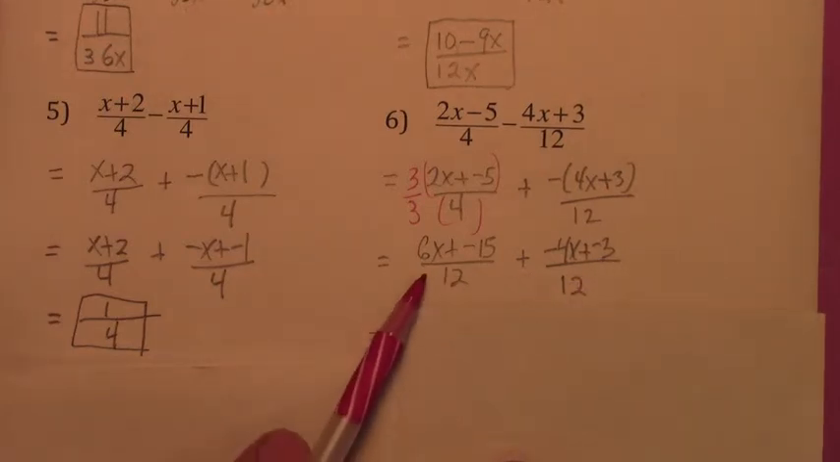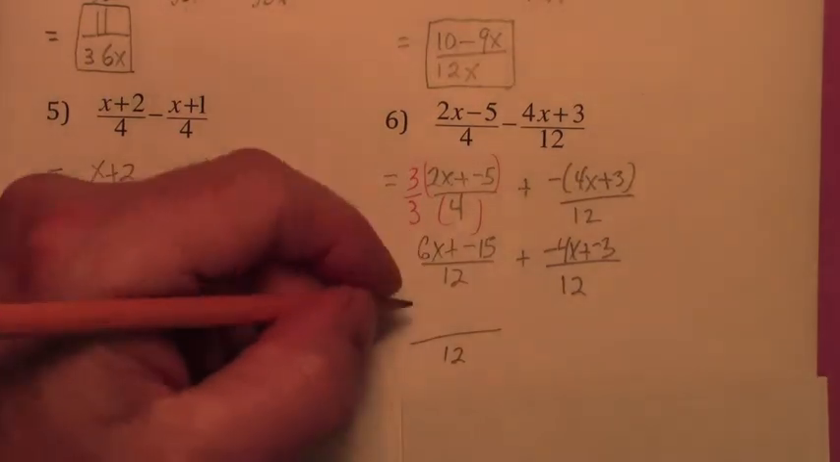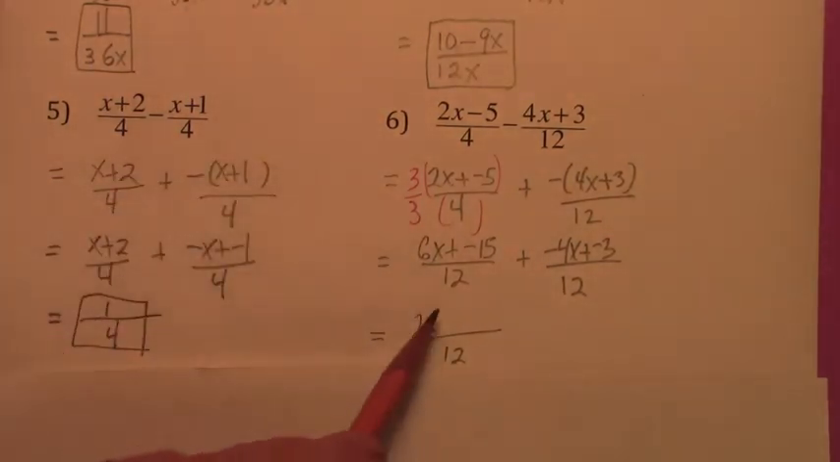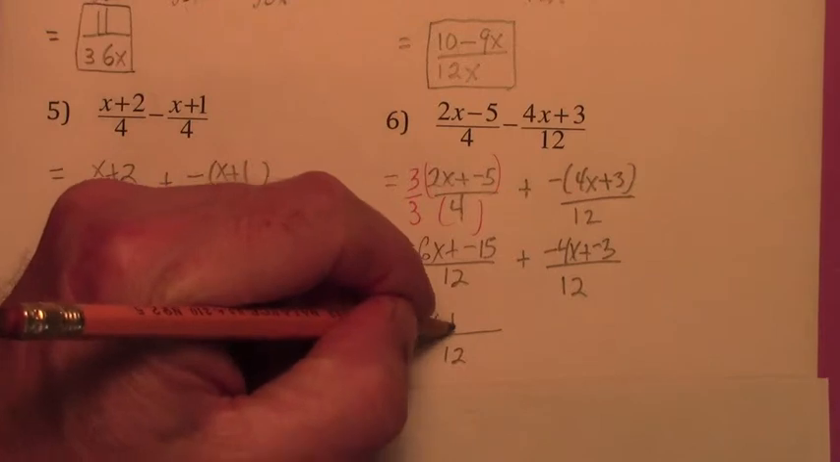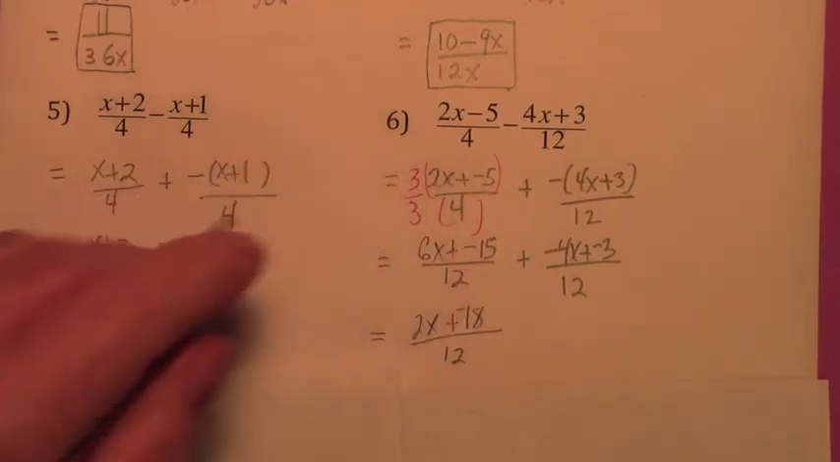Combine like terms, be careful. You get 2 x's. What do you get on the numbers? What's negative 15 plus negative 3? Oh boy, this is a good problem. You know why I like this problem so much?